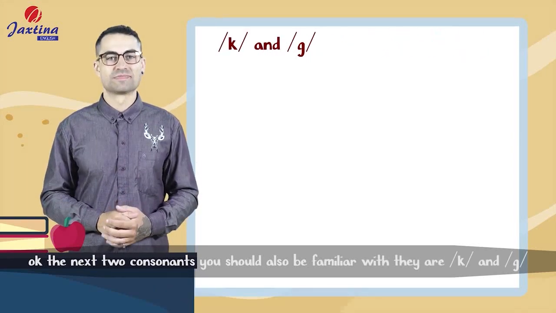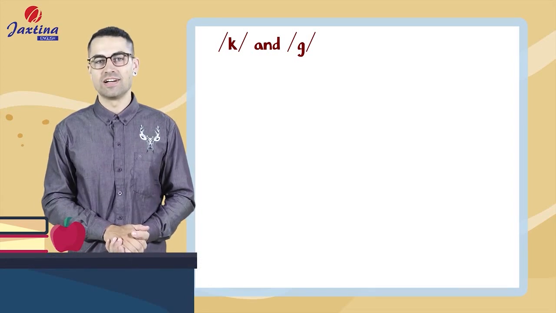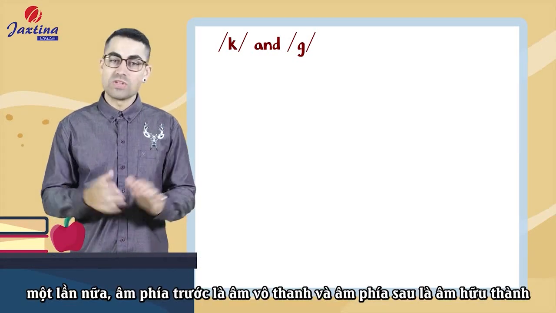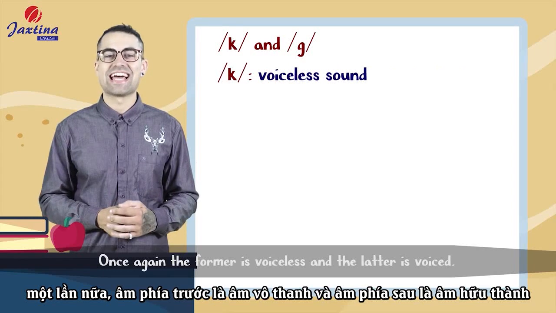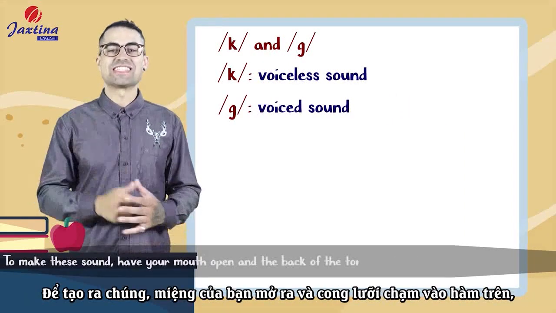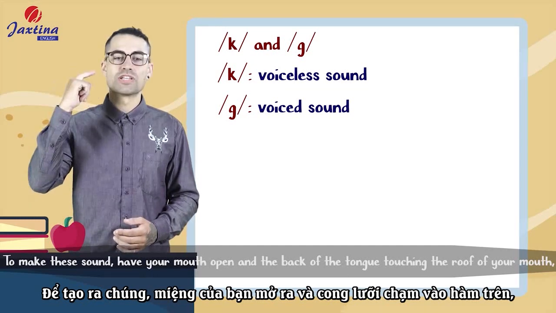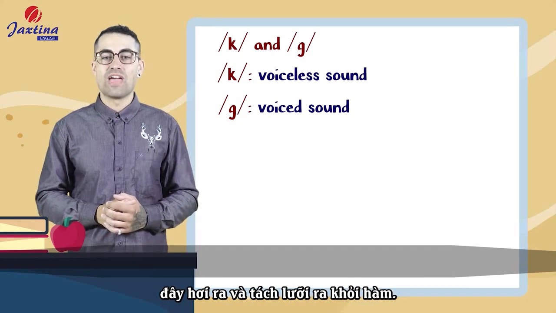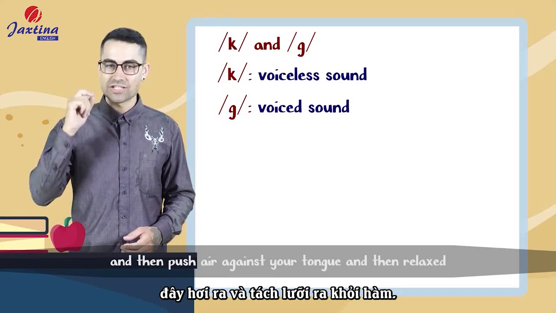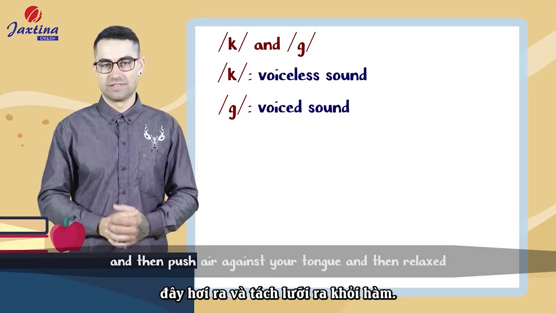Okay, the next two consonants you should also be familiar with. They are k and g. Once again, the former is voiceless and the latter is voiced. To make these sounds, have your mouth open and the back of your tongue touching the roof of your mouth. And then you want to push air against your tongue and then release it.